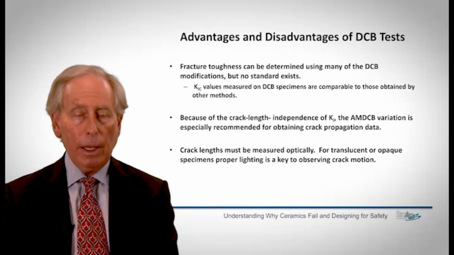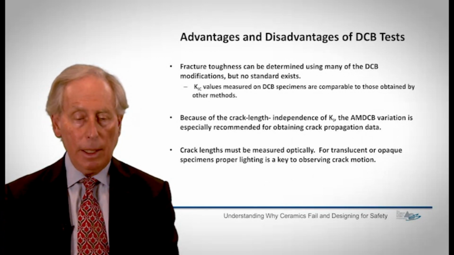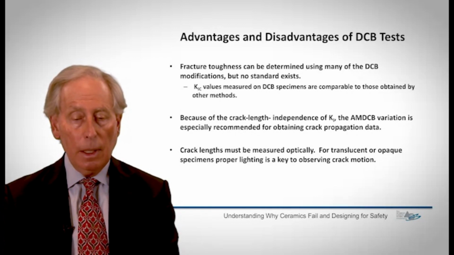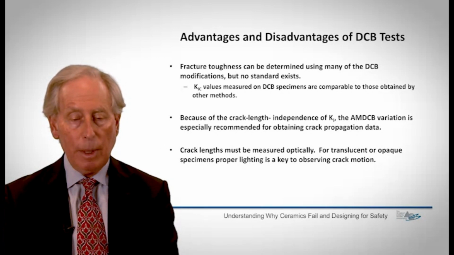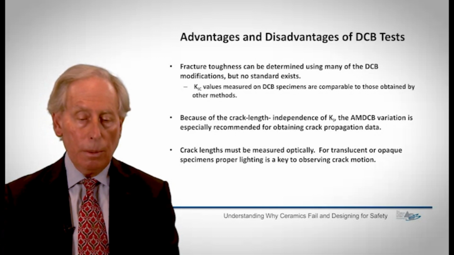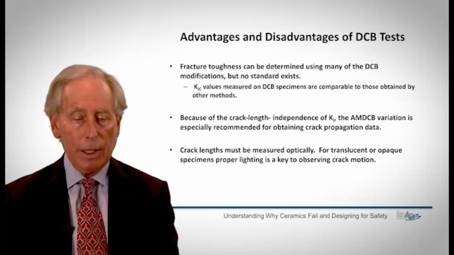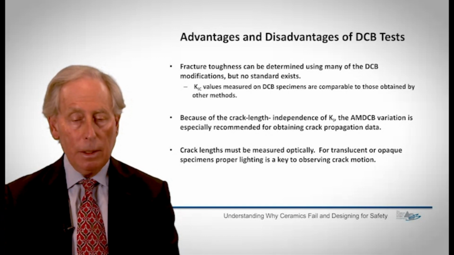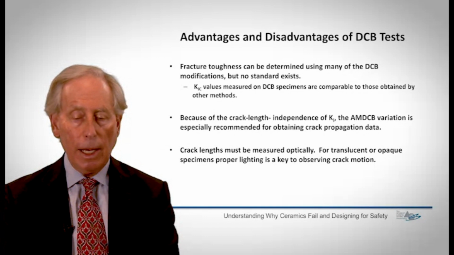And I can summarize a bit of double cantilever beam testing in general. You can determine fracture toughness in this way through either one of these DCB tests. Interestingly enough, no standard for these tests has ever been written, but what we found over the years is that fracture toughness values measured on these kinds of specimens are quite comparable to those you obtain by other methods. So you're pretty comfortable that these work well. Because of the crack length dependence of stress intensity factor, the applied moment version I recommend, because it's much easier to get the crack growth data that you need.